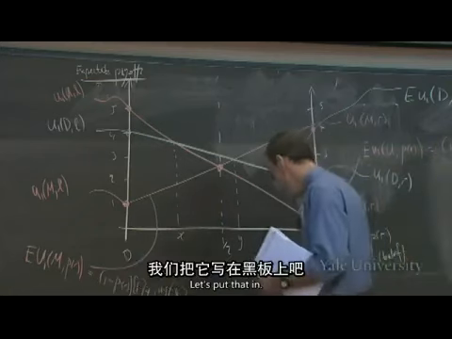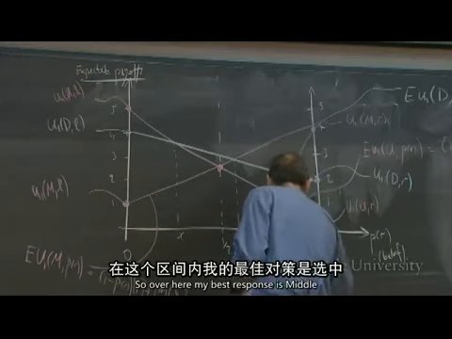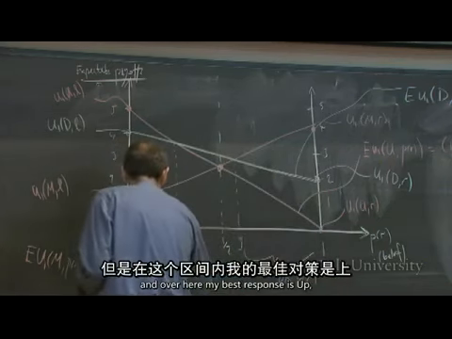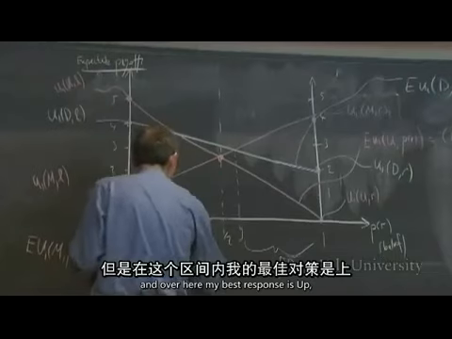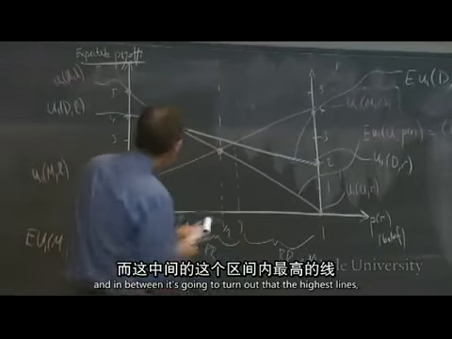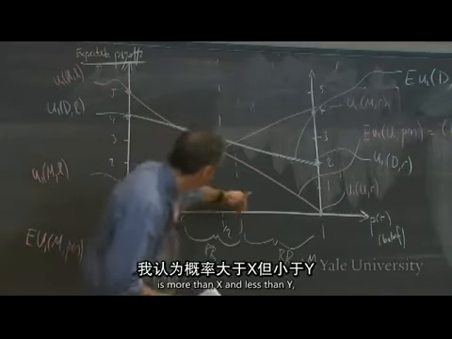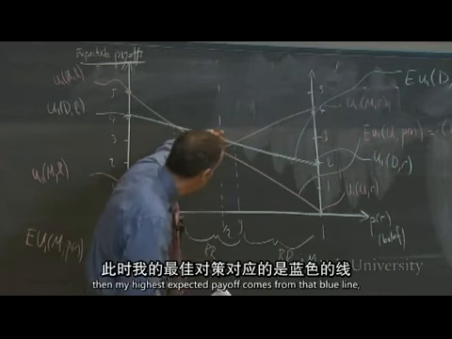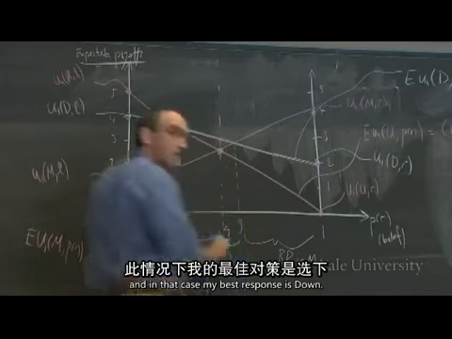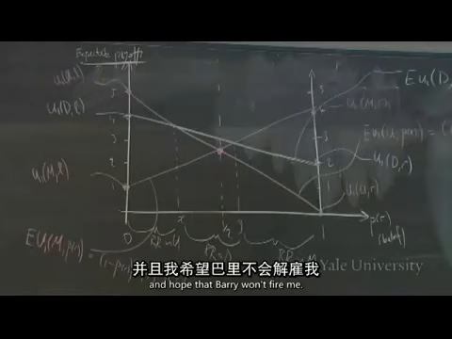All right, let's put that in. So over here, my best response is middle. And over here, my best response is up. And in between, it's going to turn out that the highest line, so if my belief that the person is going to choose right is more than x and less than y, then my highest expected payoff comes from that blue line, and in that case, my best response is down. I can rationalize all three of these decisions and hope that Barry won't fire me.